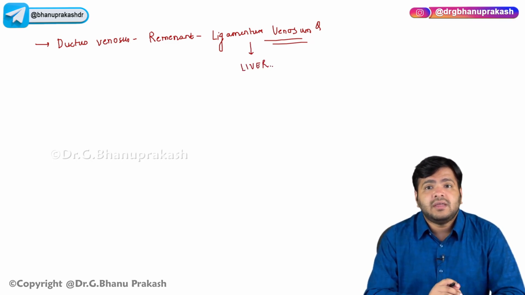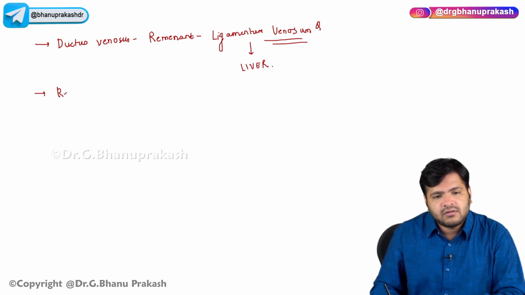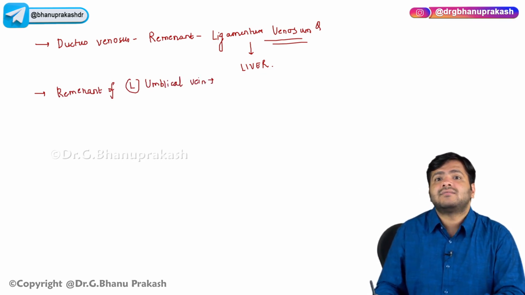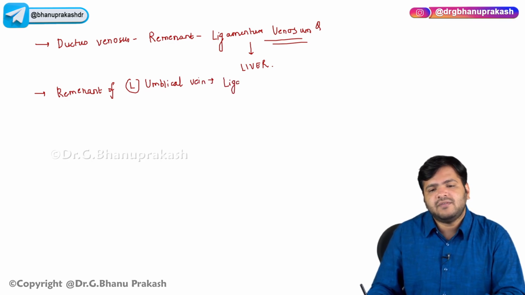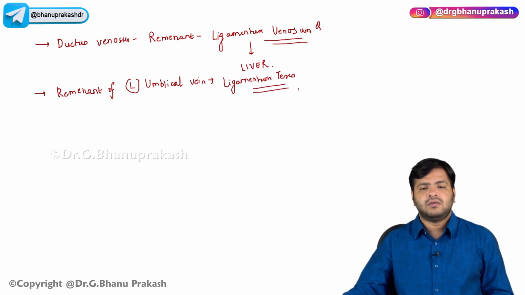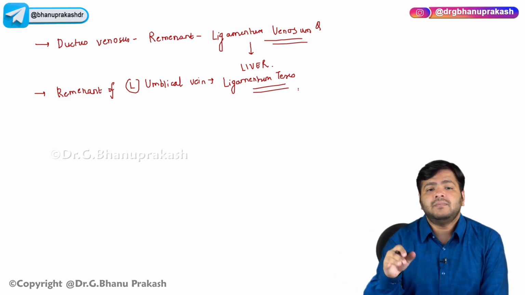Now remnant of left umbilical vein, this again you have to remember, the remnant of left umbilical vein, it is called the ligamentum teres, और ये भी liver में देखने को मिलेगा, ligamentum teres, right. So in future we have the remnant of the left umbilical vein, that is called the ligamentum teres.